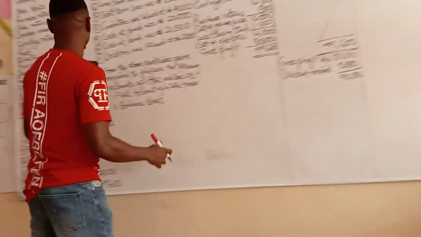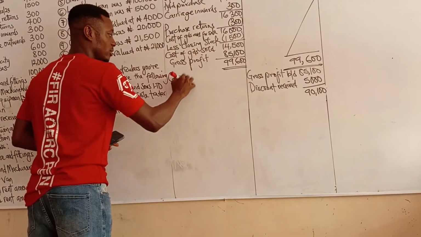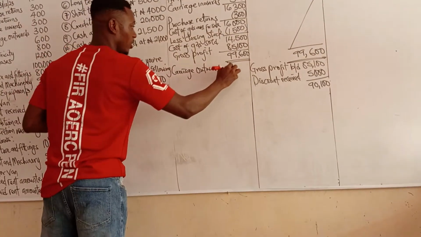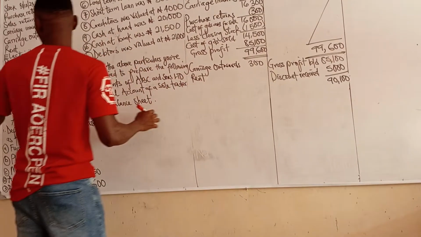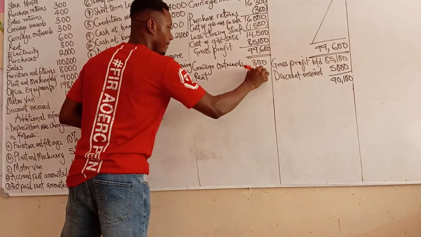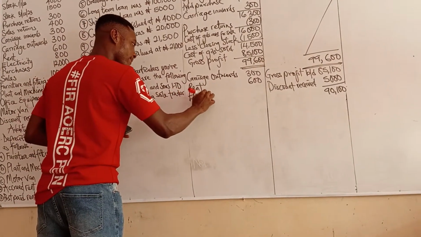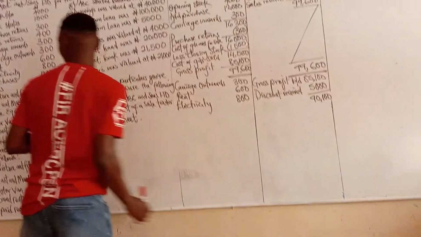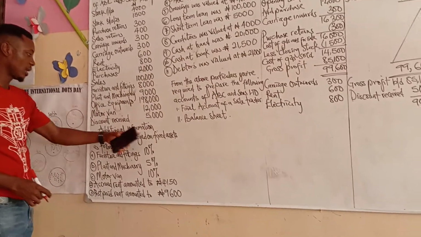So down to all my expenses. I have rent. I have carriage outwards. Sorry, carriage outwards is an expense. So my carriage outwards is 300. I have rent. My rent is 600. I have electricity. My electricity is 800. Okay, that is that. So we'll go to our additional information.